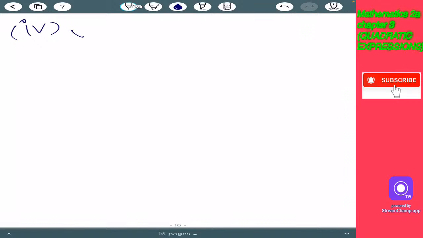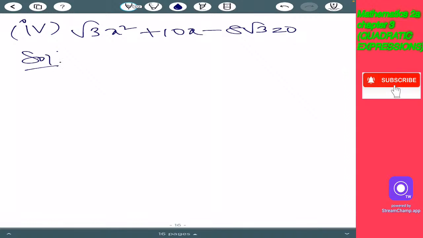Now the fourth one: root 3 x square plus 10x minus 8 root 3 is equal to 0. So how to find? Bilal, please use your quadratic formula and solve this question. Faster. I'm going to give you 20 seconds. Faster, don't comment anything, just start doing.